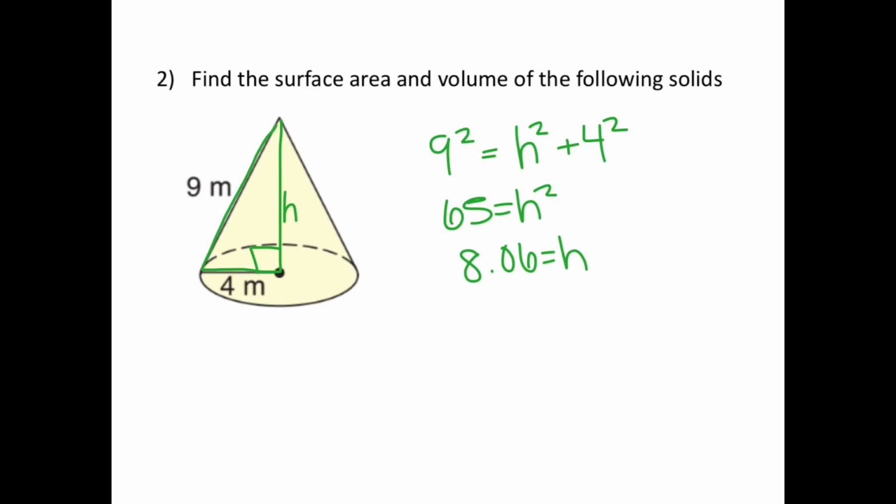This one ends up being pretty straightforward. 9 is the hypotenuse of the right triangle. 4 as the radius is the bottom leg of the right triangle. And the height is the other leg of the right triangle. So we get the height to be approximately 8.06. And we will use that in the surface area and volume formulas for a cone.